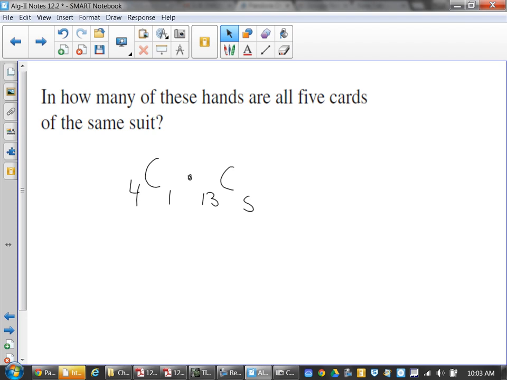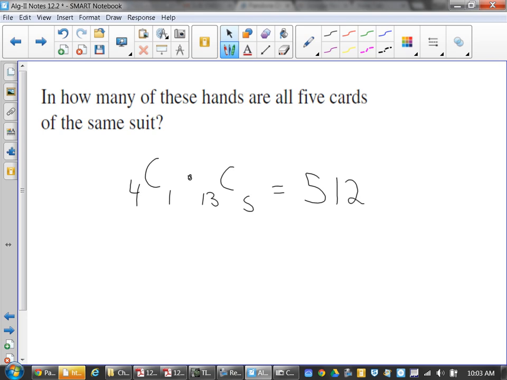All right. So when you multiply those two together, what do you get? 5,148. So that's how many of the total possible hands are all the same suit. So we multiply like that. What was the answer one more time? I got 5,148. Just type that in your calculator exactly how you said it. Yep. Now think about it. The probability of getting that.